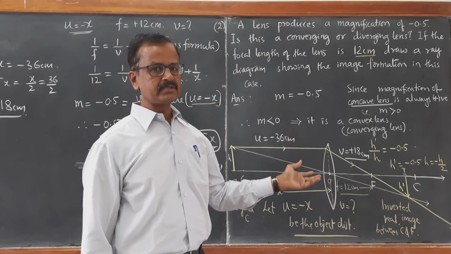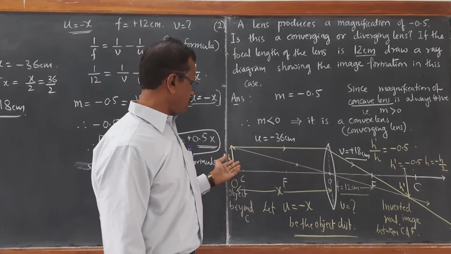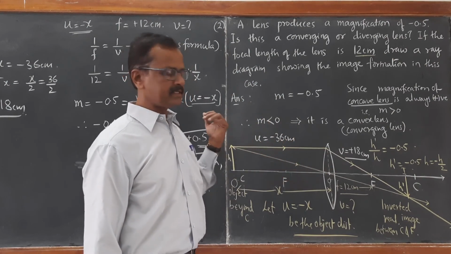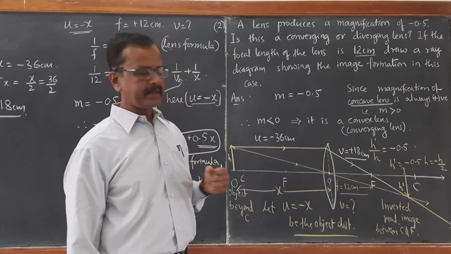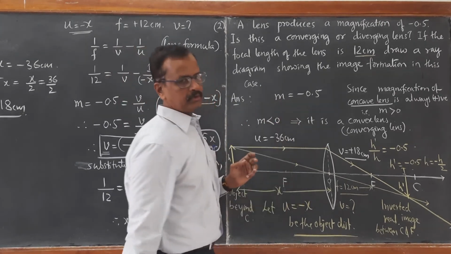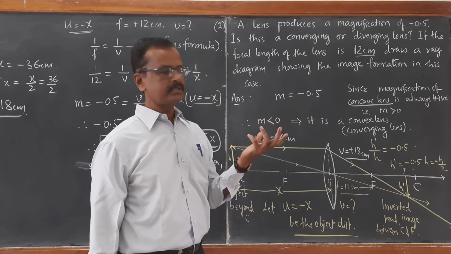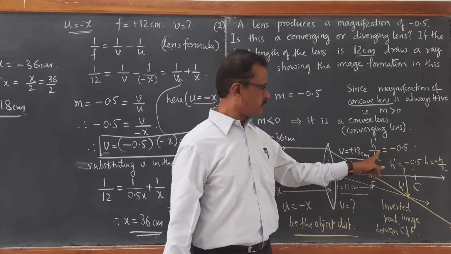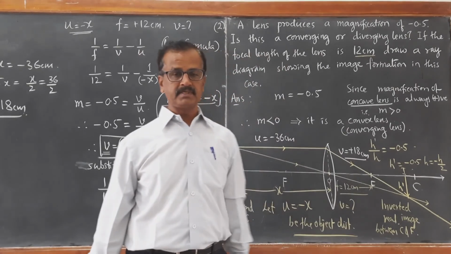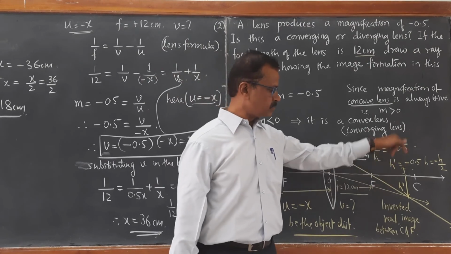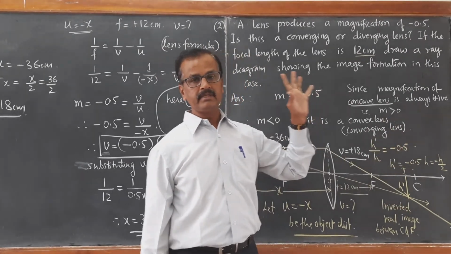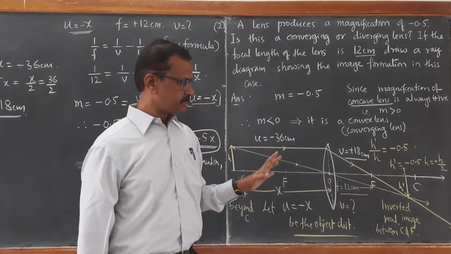So using the magnification we can find out, if we know the object size, the image size. Size of the image is half of the size of the object. That is evident from this magnification. M is equal to I by O, size of the image divided by size of the object. Therefore, size of the image is equal to half of the size of the object. The negative sign shows that the image is vertically downwards. So the image is inverted. When the image is inverted, it is always a real image.